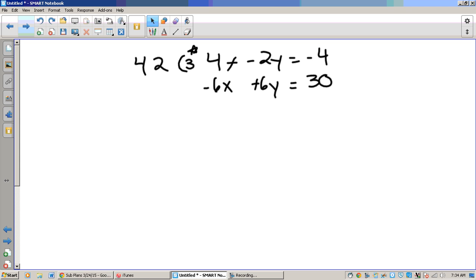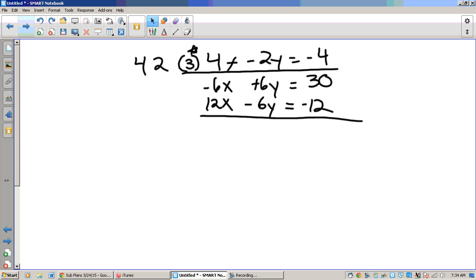So watch this. I'm going to multiply it by 3. So 4 times 3 is 12x. Negative 2 times 3 is negative 6y. And negative 4 times 3 equals negative 12. Okay, so all I did was multiply by 3. So now look, I've got a positive 6y and a negative 6y. Now I can eliminate them. But you have to make sure that you multiply everything by 3. Then you go through the same steps to eliminate. I'm going to stop at that point, and you can end up solving the rest of this problem on your own.